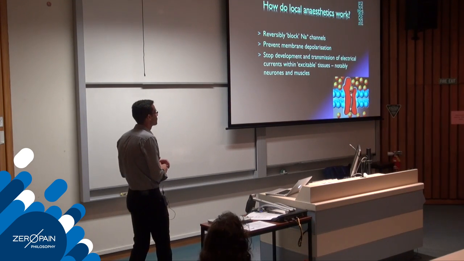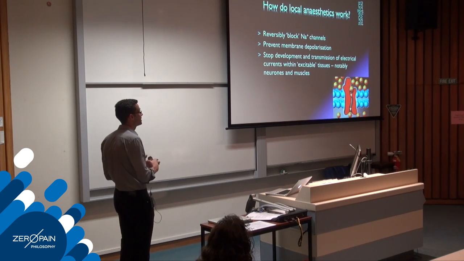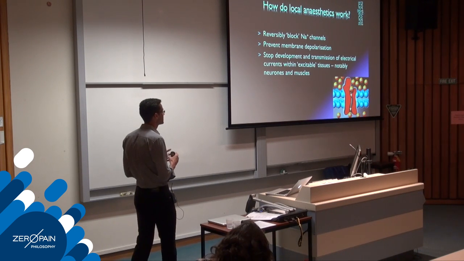So local anaesthetics reversibly block sodium channels in the nerve and therefore prevent membrane depolarization. And they stop the development and transmission of electrical currents in all excitable tissues. So ideally, we want to stop that transmission in neurons. The compounds exist in ionized and non-ionized forms, and it's the non-ionized form that we need to diffuse through the membrane, but that form needs to be converted to the ionized form to be able to actually block the sodium channel.